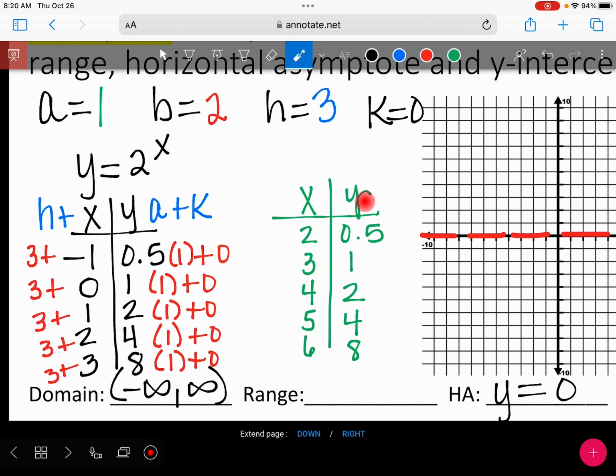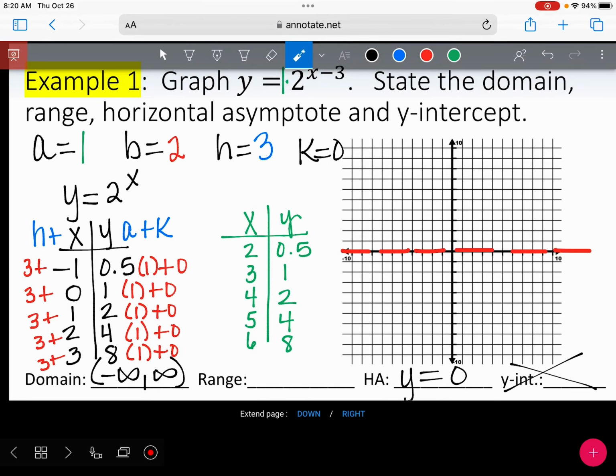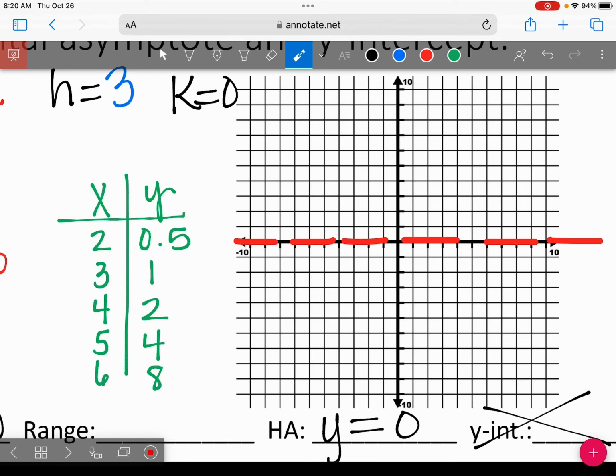Go ahead and graph these tables, these points, these 5 ordered pairs over here. So plot these 5 points over here. Put a point at (-2, 0.5), (-1, 1), (0, 2), (1, 4), and (2, 8). It should look like a backwards L. That's really the best way to describe it, I think.